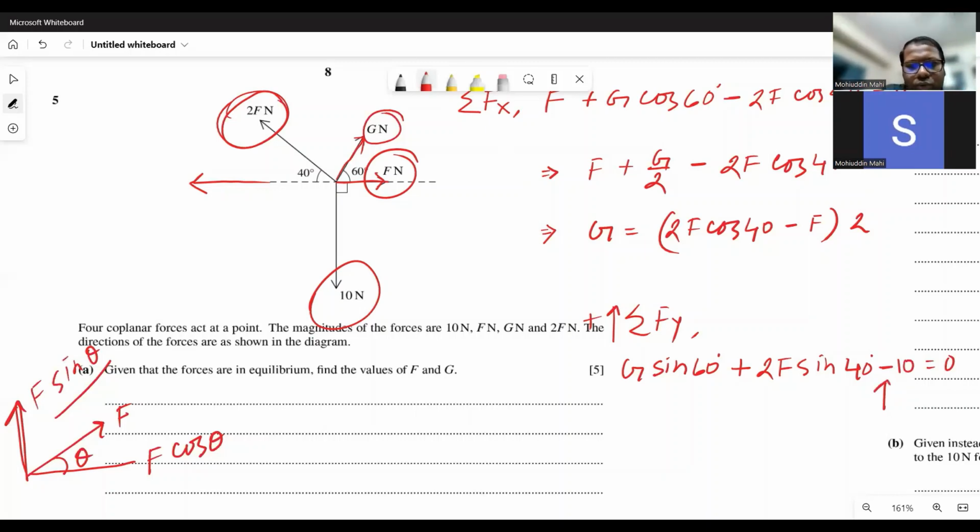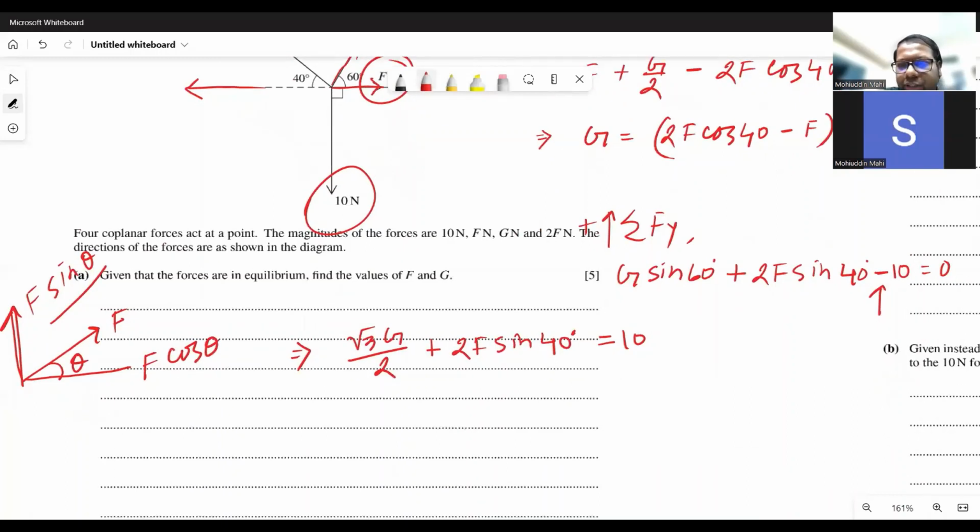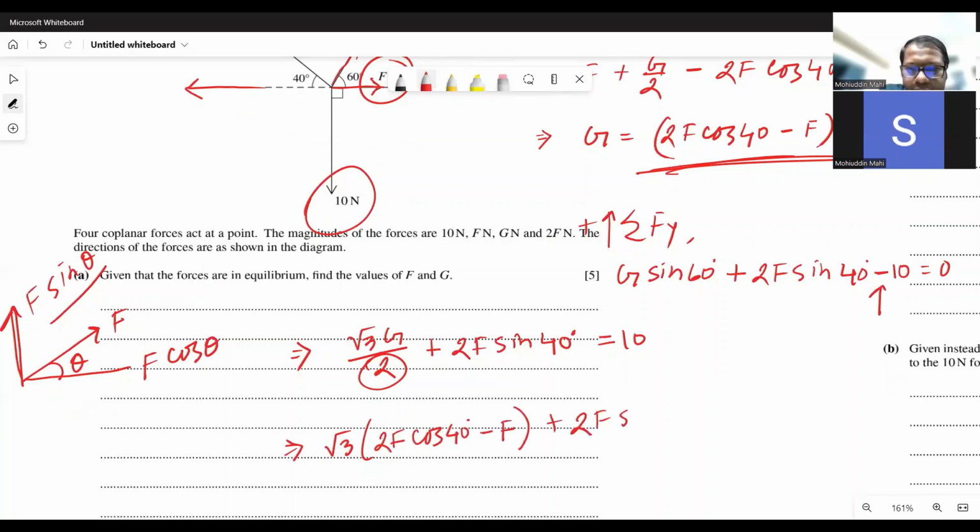So now what we will do here, the value of sine 60 is root over 3 by 2. So root over 3G by 2 plus twice F sine 40 equals 10. Now we have got the value of G here. We will put it in this equation. If we put it here, this 2 and this 2 are going to be cancelled out. So root 3 twice F cos 40 minus F, twice F sine 40.